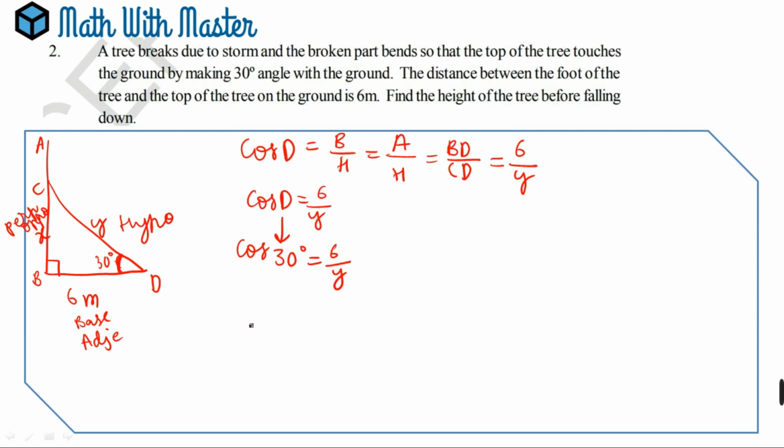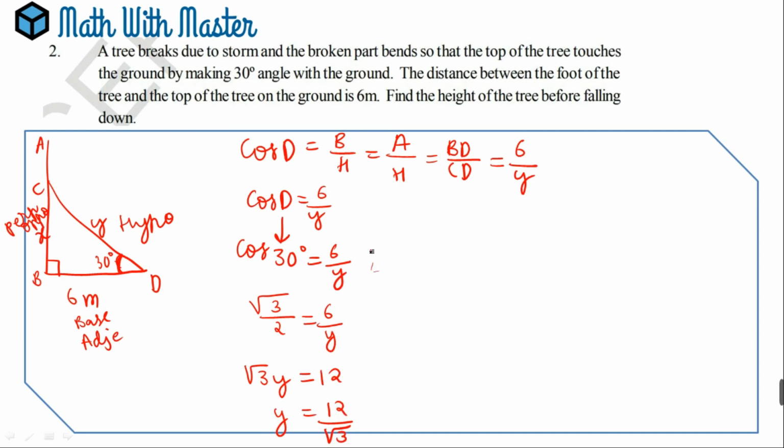So what is the actual value of cos 30 degrees? It is root 3 by 2. Okay. So root 3 by 2 is equal to 6 upon y, and root 3 y is equal to 12. y is equal to 12 upon root 3. Okay.